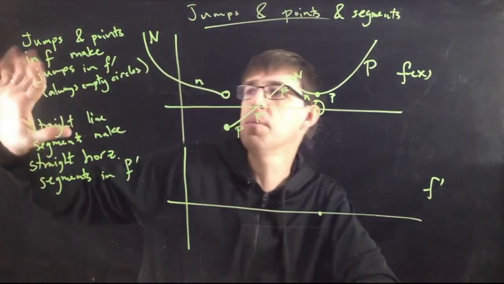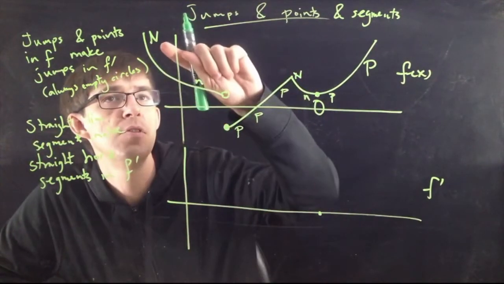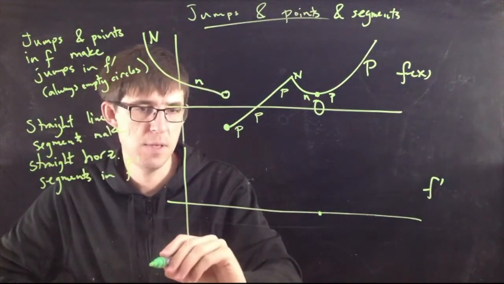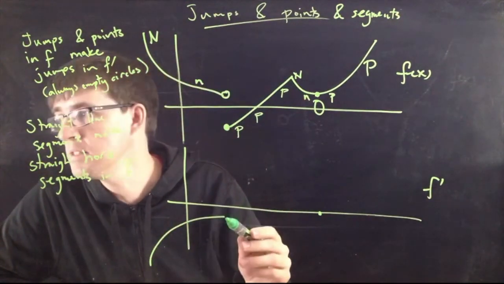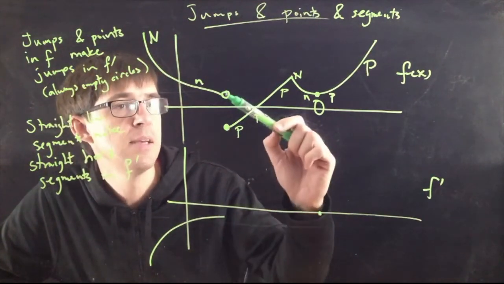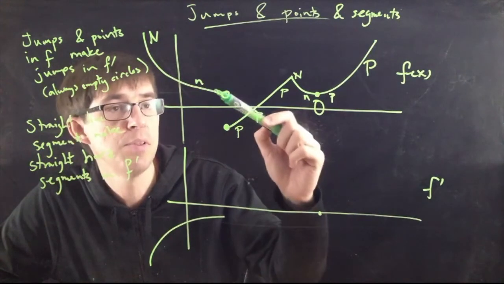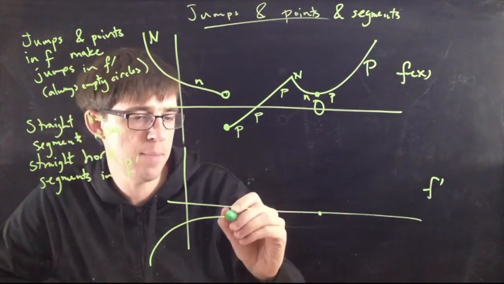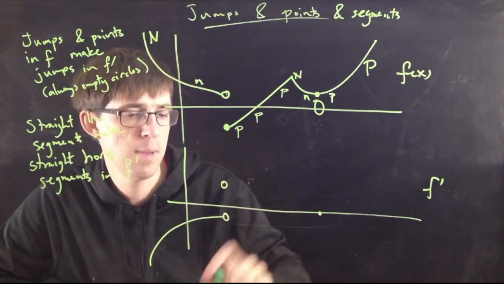What I said is jumps and points in f make jumps in f prime. You can see because the derivative here is very negative, becoming less so negative, it is going to go something like that. Very negative, becoming less so negative. But then, at this point, suddenly the derivative becomes positive. It never was 0, but the derivative goes just from being negative to being positive. And so that means there's going to be a jump up to positive here, right?